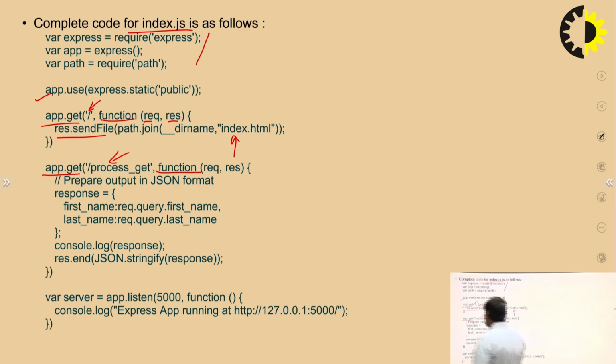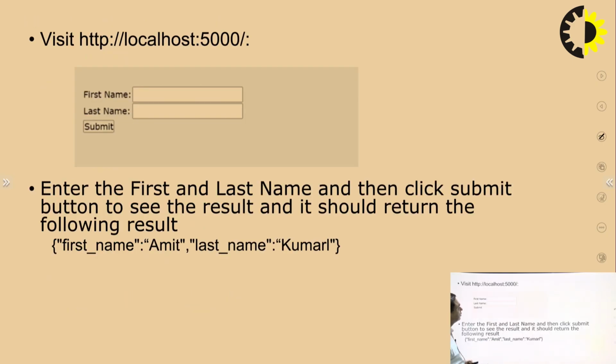Now here we are preparing a response for sending back to the web server. Response is the variable, and it is an object, and we are using first name and last name. Now we need to collect the data from the text box. This is the text box. For example, suppose we have taken the first name Amit, and last name is Kumar.